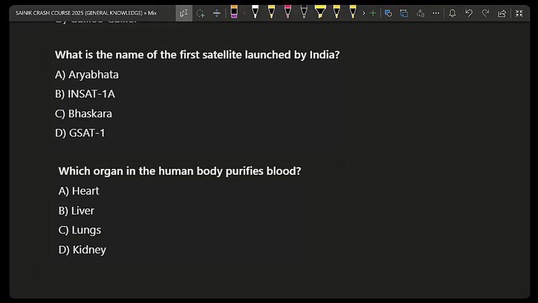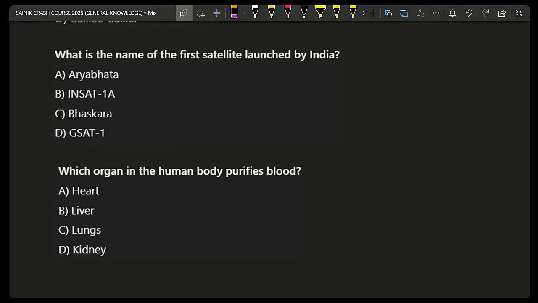Time up, and I got many students confused for this question. Three students gave answer lungs. Lungs purify the air we breathe in. And five students gave wrong answer liver. Seven students gave the answer heart. They are also wrong. Heart pumps the blood.